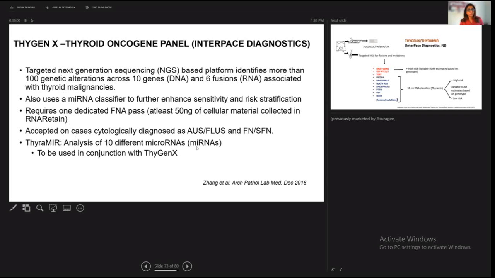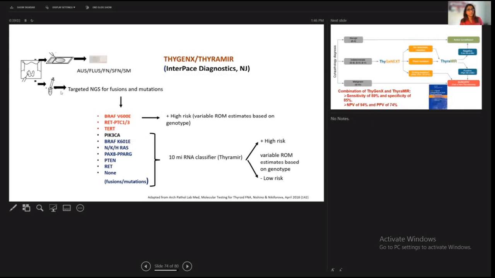And, let's move on to the next slide here. You can see that one dedicated pass is collected in the preservative. The remainder goes for cytology. And a targeted panel is run for detecting fusions and mutations. And as you can see, these are all the various fusions and mutations that can be identified by ThyGenX. The top 3 are the ones, if positive, are conferred a high risk, and then the patient undergoes a more aggressive surgery or treatment. If any of the others are positive, if these are negative, then it's tested.